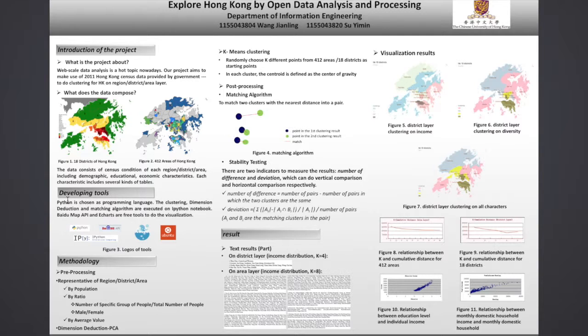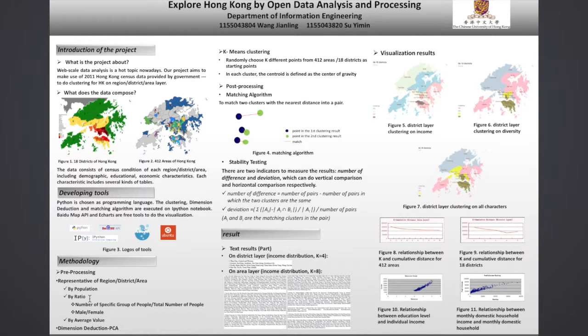Now I will give you a detailed introduction about the methodology in our FYP. Before we do the clustering, we need to do some pre-processing for the data. We use a vector to represent each region, district, and area. But the first question is what we should put into the vector to represent those data points. The first value that we use is the population value. We just put the population into the vector and then use it to represent the region, district, and area.